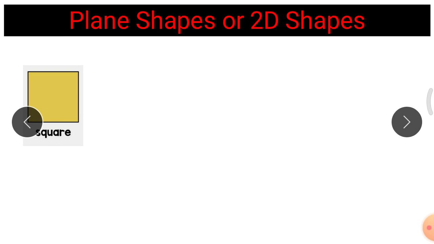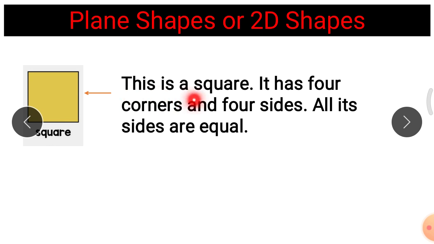They are square, rectangle, triangle, circle, and oval that we are going to study here. Now let us see. I have taken square first. What is this square about? This is a square. It has four corners and four sides.